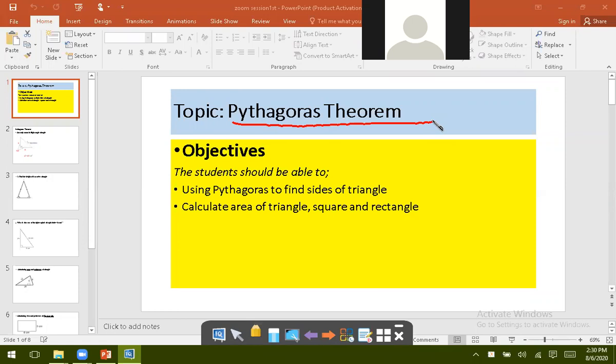Go ahead. Our topic for this session is Pythagoras Theorem, and our objective, as you can see, is to use the Pythagorean theorem to find sides of a triangle, and the second one is to calculate the area of a triangle, square, and rectangle. So let's move to the next slide.